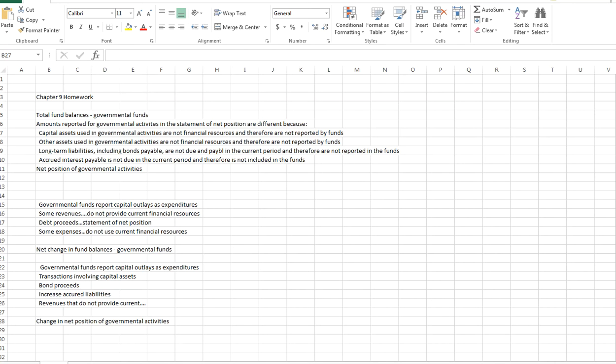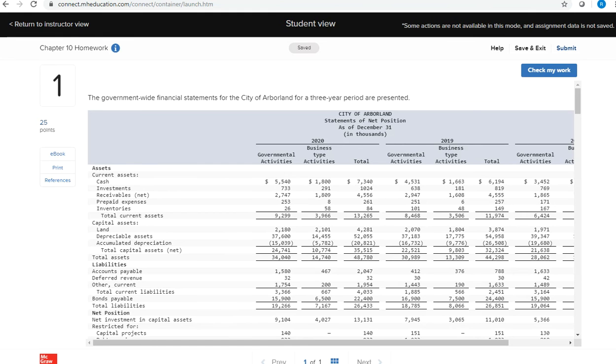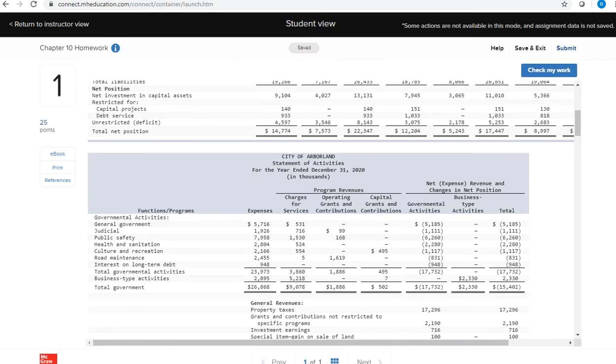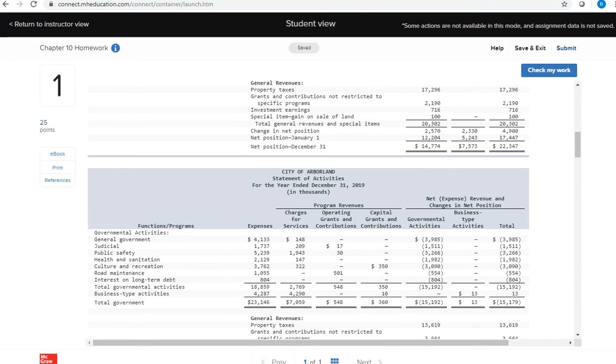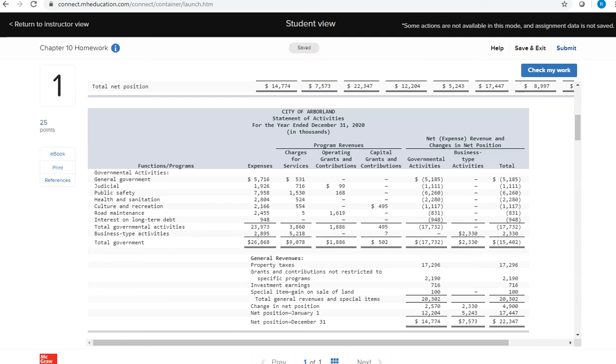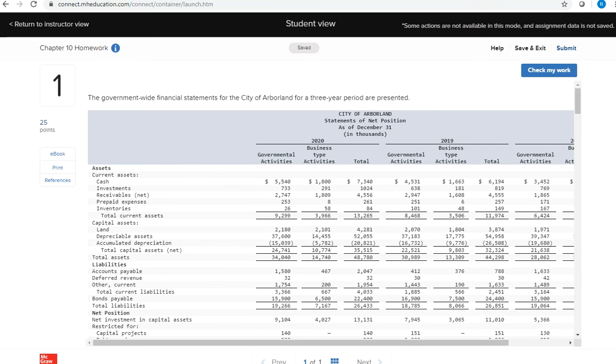And then in chapter 10, okay, so for chapter 10, pull your homework over here. You only have one homework problem. It is pretty long. And so you're given a statement of net position, you're given statement of activities, and you're given statement of activities 20 and statement of activities 21. I guess I should go back and note that.